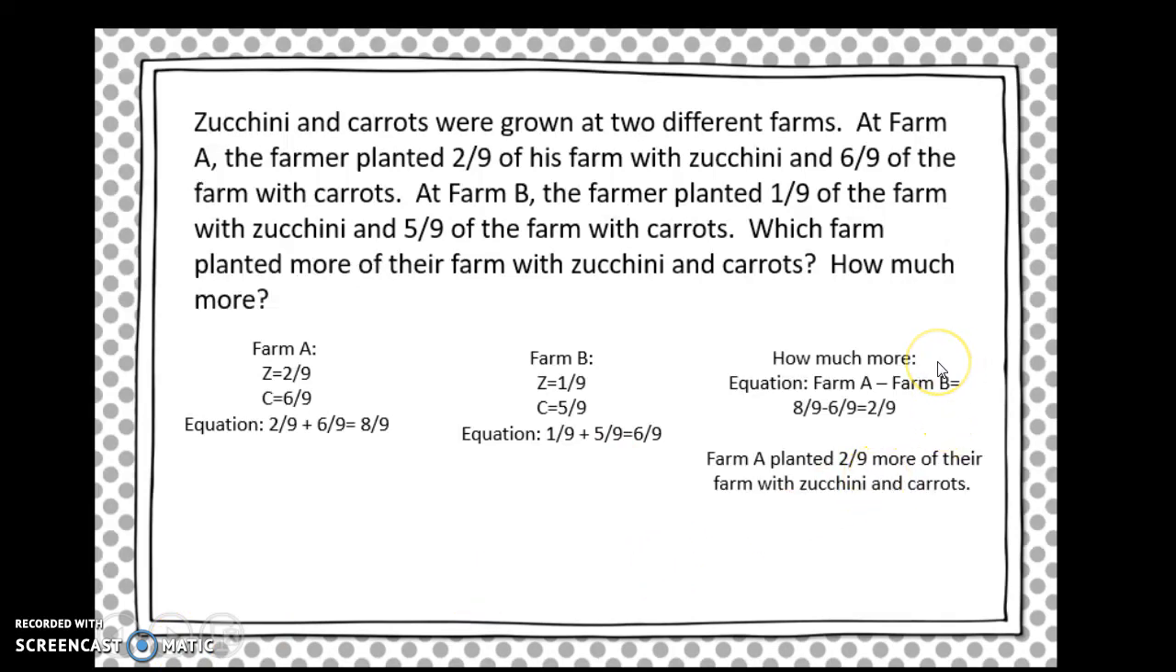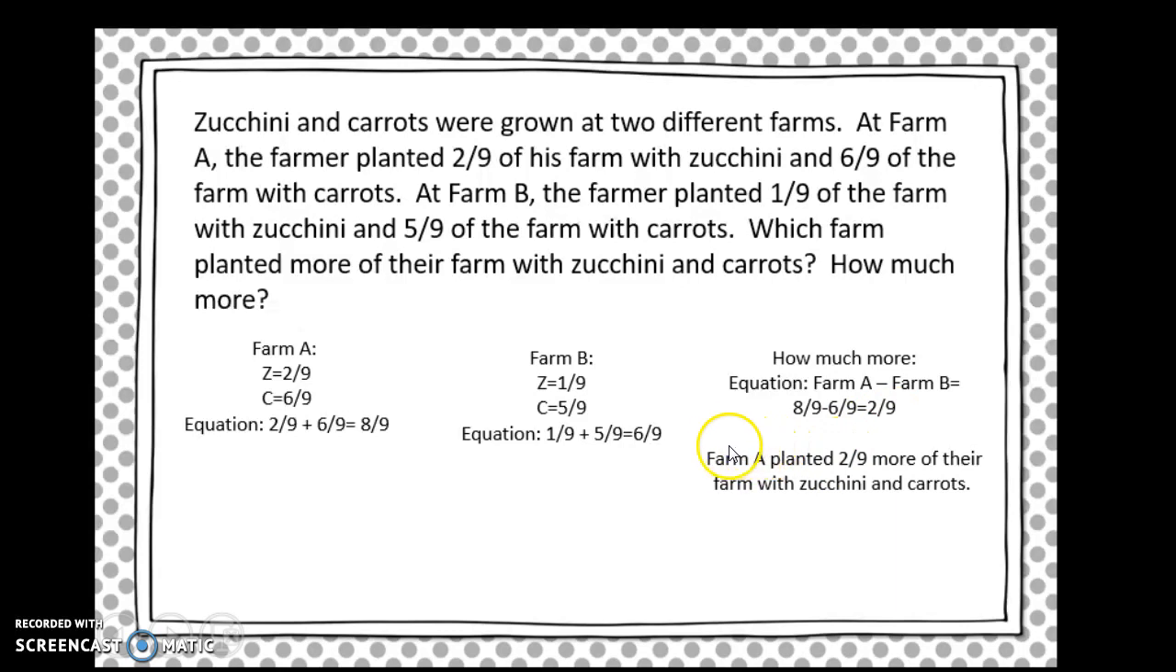So now the next thing I need to do is actually figure out what my question is asking me. My question asks me how much more for which farm planted more of the farm with zucchini and carrots. So I need to go ahead and subtract my Farm A minus my Farm B, and that will give me my total. So my equation is 8/9 minus 6/9, and I get 2/9 because once again 8 minus 6 is 2, and I leave my denominator in ninths.